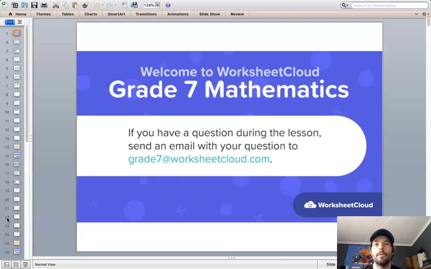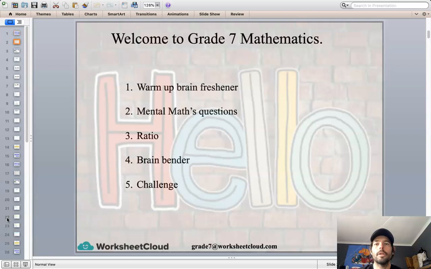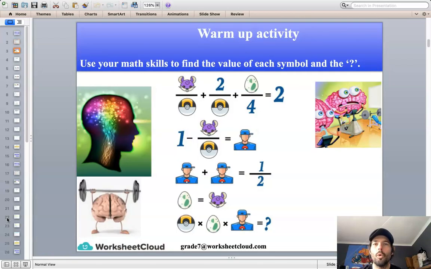Today's lesson is looking at ratio, and then on either side of that we've got our warm-ups, mental arithmetic questions covering past taught principles, and then our brain benders and finishes to end off on. So today's warm-up is a fraction theme, and you need to tell me the value of each symbol and then the blue question mark at the end.